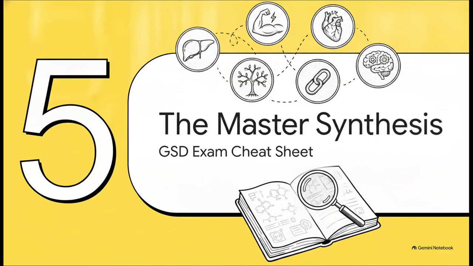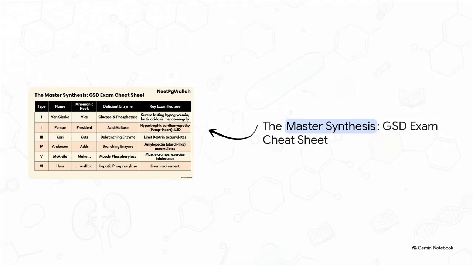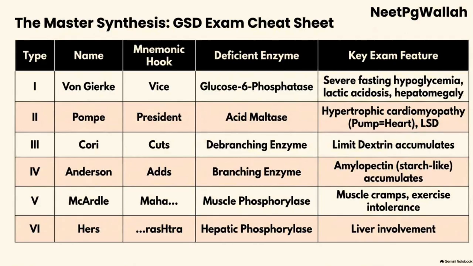Section 5, the master synthesis. Okay, we've covered all 6. Now let's bring it all together for the grand finale, tying these diseases into one ultimate study tool, your master synthesis. Notice how our mnemonic hook perfectly aligns with the deficient enzymes and key exam features we just learned across the rows, I through VI.